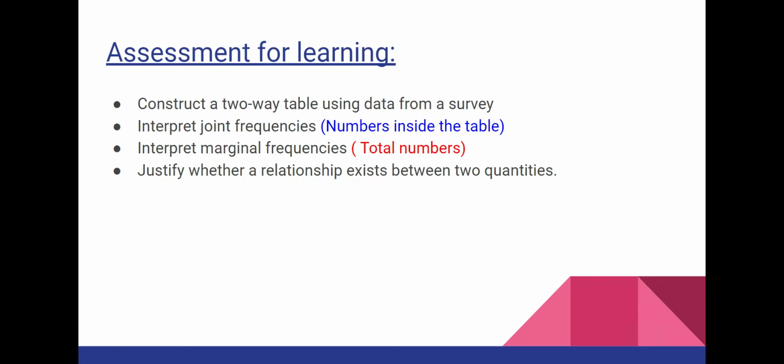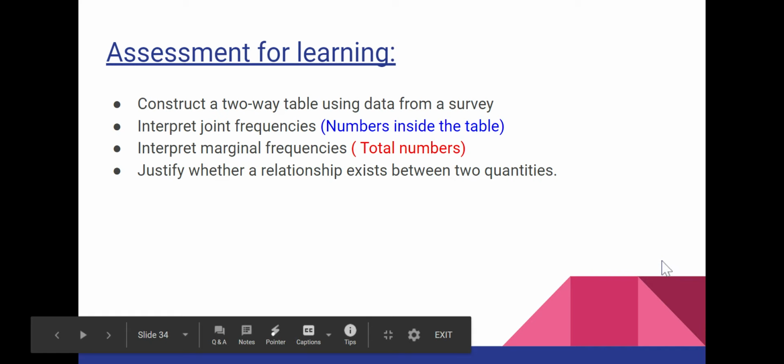That's it for today's lesson. You were able to construct a two-way table using data from a survey. Make sure you know what the categories and the subcategories are. Interpret joint frequencies, which are the numbers inside the table. Interpret marginal frequencies, which are the total numbers, columns or rows. Justify whether a relationship exists between two quantities.